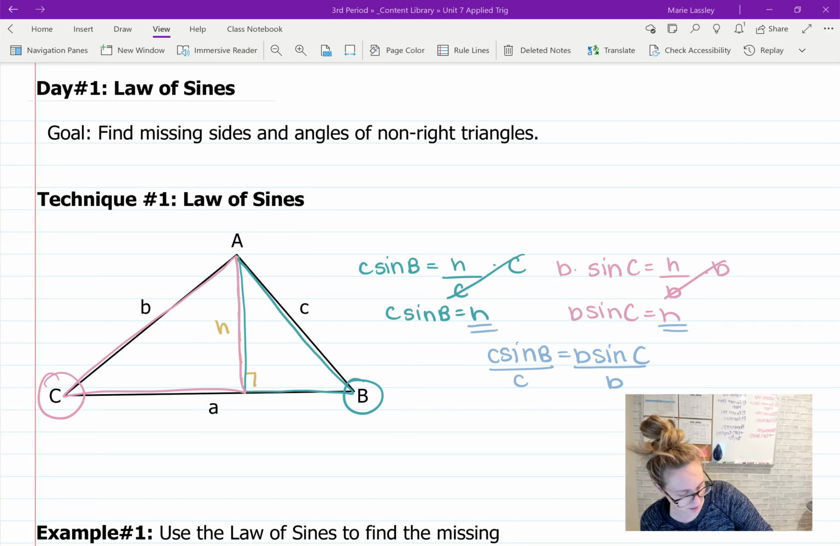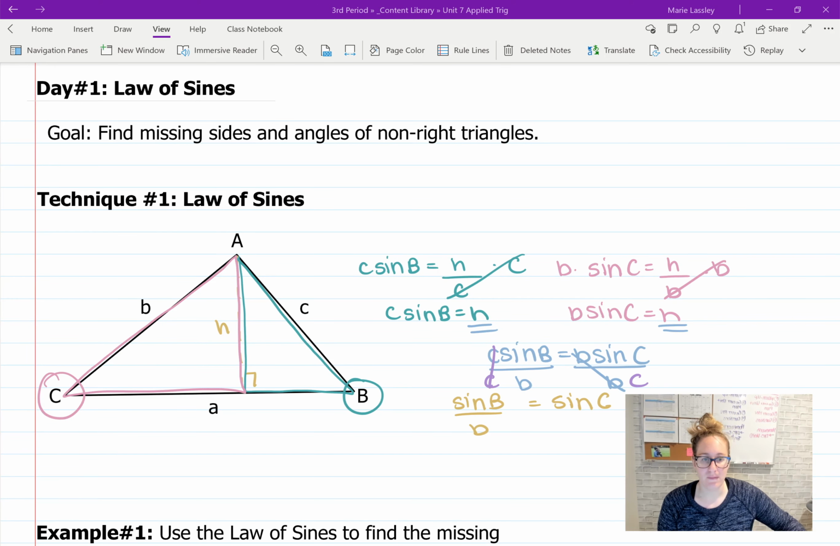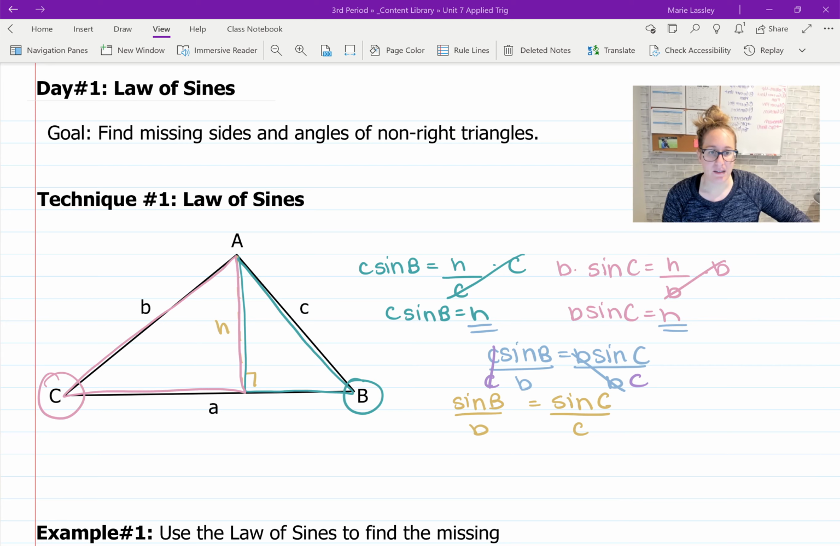Hold on, we should probably do that in single steps so you guys don't think that's wild. So we're going to divide that side by B. When we do one side, we have to do the other side. Then, in a different color, I'm going to divide by C on both sides. So then those will cancel. This leaves me with the sine of angle B over side B equals the sine of angle C over side C. And this is basically the law of sines.